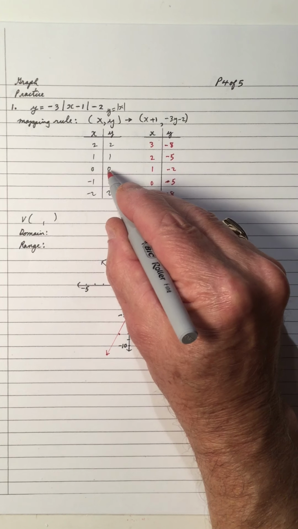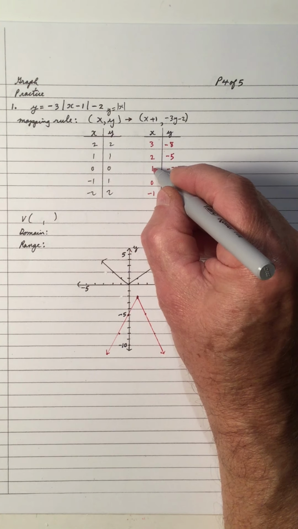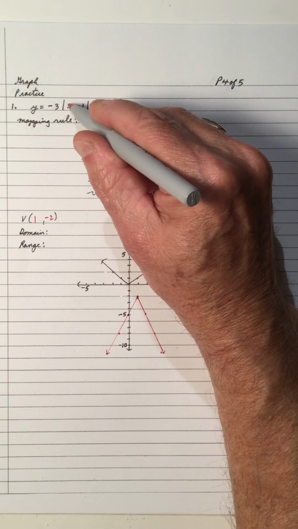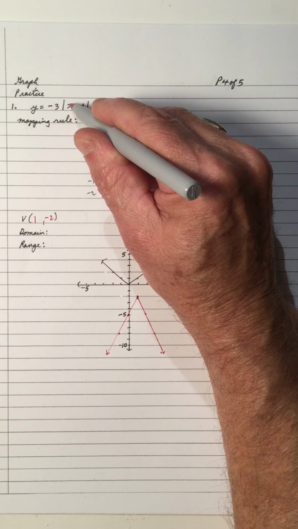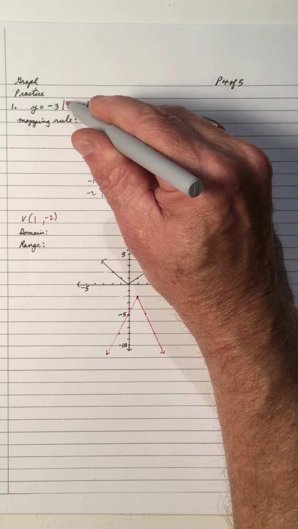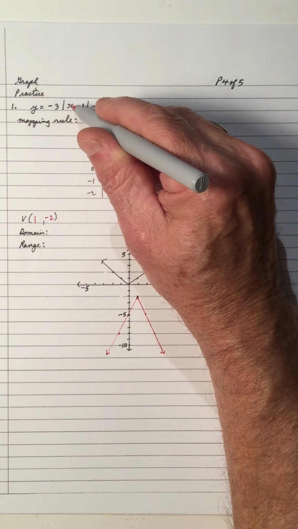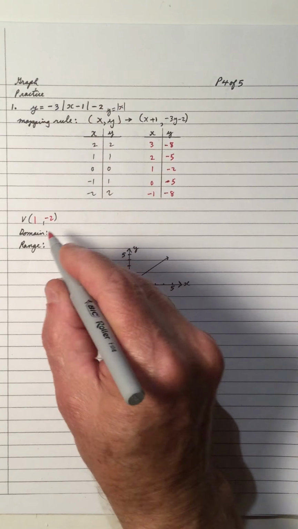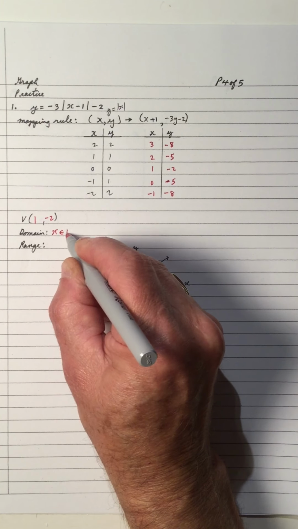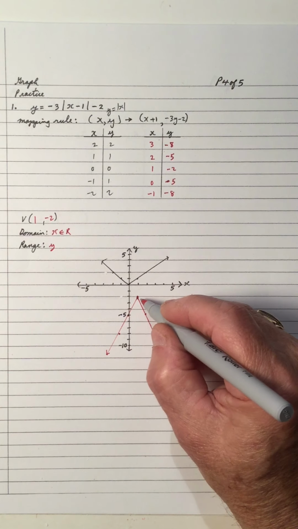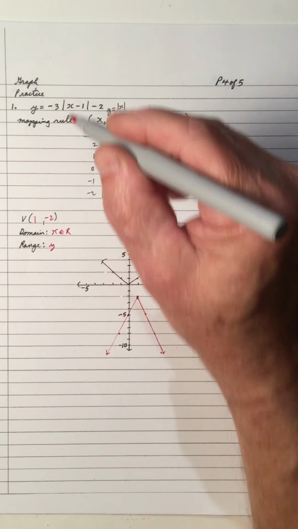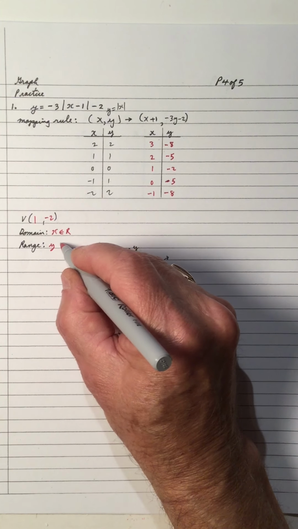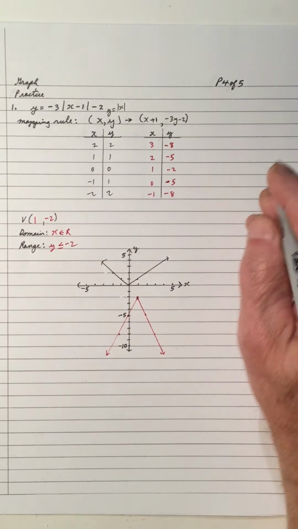And there's the vertex 0, 0 in your basic equation, so the vertex here is 1, negative 2. Check the equation. If you put a 1 for x in here, you get 0. Absolute value of 0 is 0. Negative 3 times 0 is 0. So y is negative 2. So when x is 1, y is negative 2, the vertex. Domain, x belongs to the reals. The range: this is going down because it's negative, and it's going down from the y coordinate of the vertex, negative 2. So it's less than or equal to negative 2.